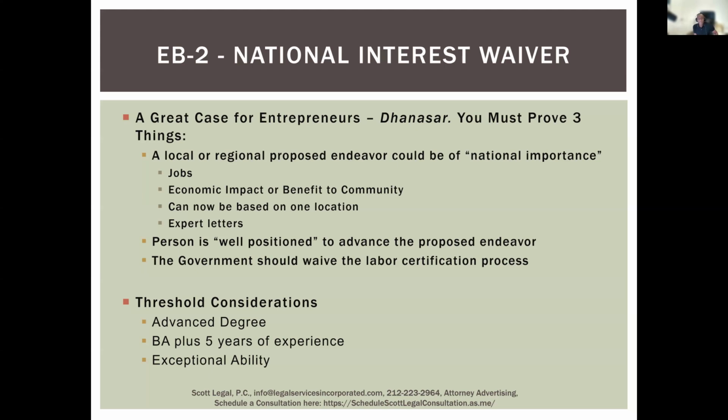So now the way we look at this is there's a case that was decided in 2017. It's called Dhanasar. And there are 3 things you have to prove. So you have to prove that the person's coming to the U.S. to do something that has substantial merit and national importance. Could be that it's jobs that are being created. It could be economic impact. It could be that, whatever it is that they are coming to do, the government says is important.